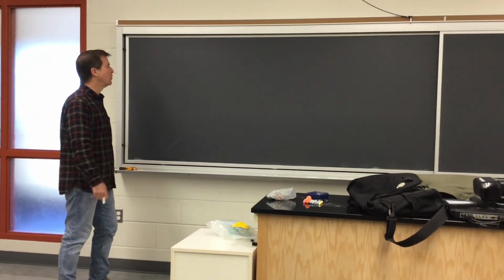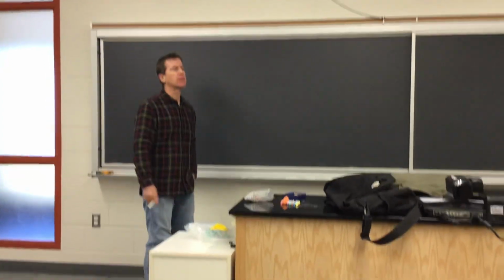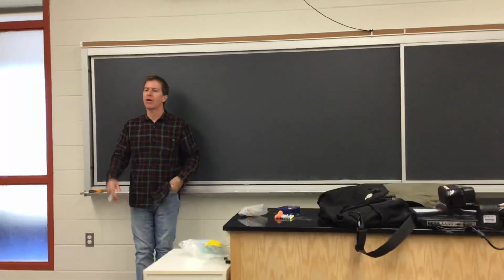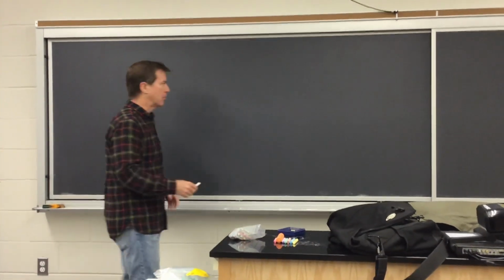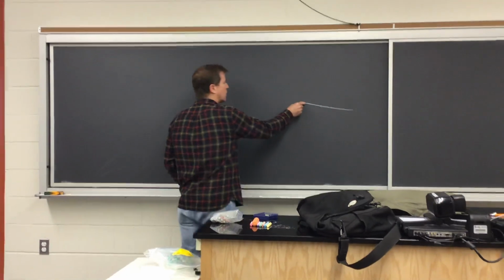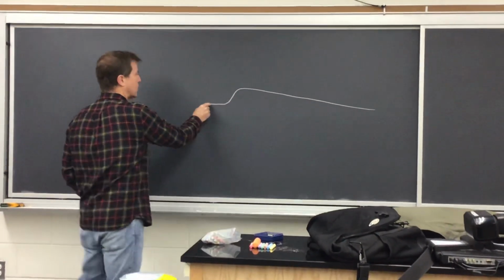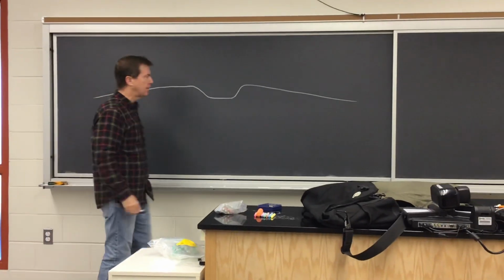All right, so new topic. What we are talking about now is the events that occur at the neuromuscular junction. What does that mean? Well, this is going to be all of the events that occur when a muscle cell gets stimulated by a neuron.